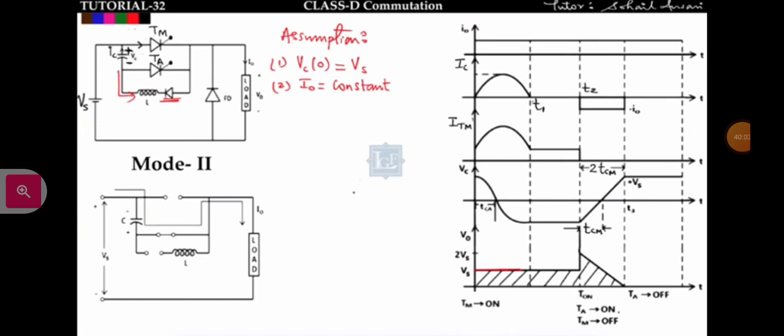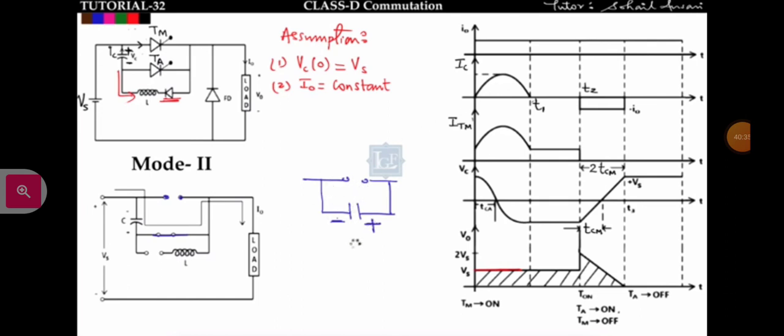Circuit turn off time is defined as the time for which the main thyristor is in reverse bias. See here, in mode 2 the main thyristor is going to turn off. When TA is triggered, then this TM will be in off state because of the negative voltage drop across this thyristor. This is the polarity. So negative voltage will drop across this main thyristor, so it will be off. So I can define the circuit turn off time as the time for which the thyristor is in reverse bias.